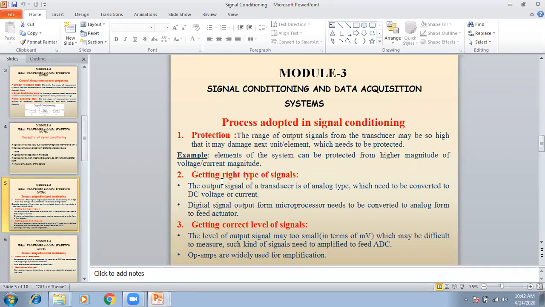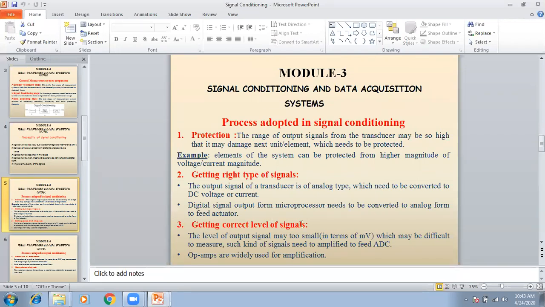Next, during the process, whether I am getting the right signal or not, I need to make sure that I am getting the right type of signal. That means the output signal of the transducer, of the analog type, needs to be converted to DC voltage or current, that is the constant voltage, and the digital signal from the microprocessor. If I am using intelligent devices like a microprocessor, those digital signals should be converted to analog form depending upon my requirement. So I need to make sure whether I am getting the right type of signals or not.